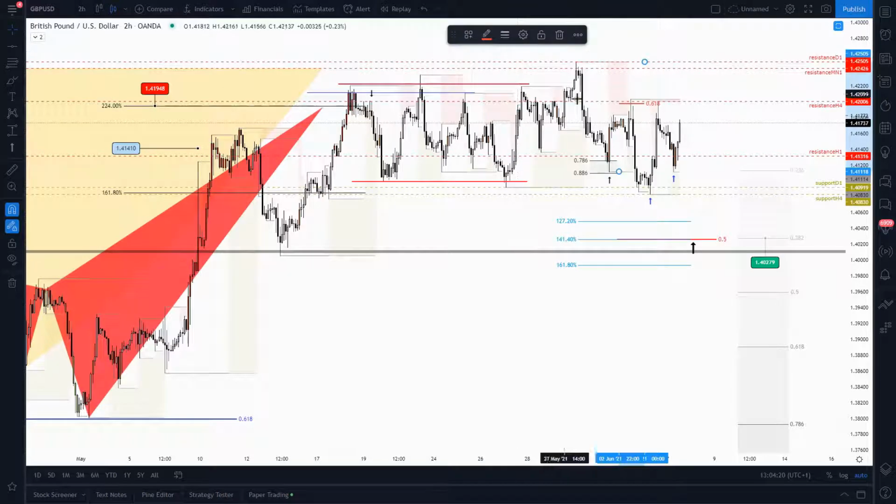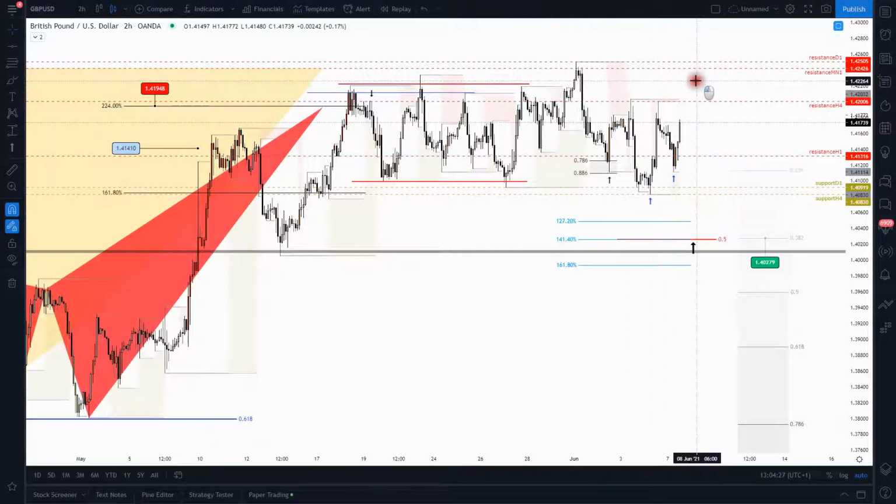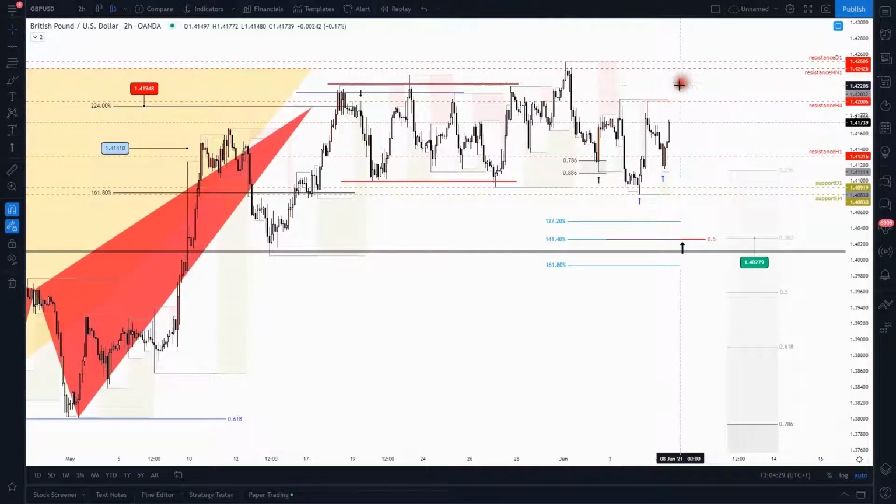So note that we are trading below that golden Fibonacci level. So this is the golden Fibonacci as resistance. So we need to trade above this level in order to confirm this price behavior as a head and shoulders. So at least in my point of view.